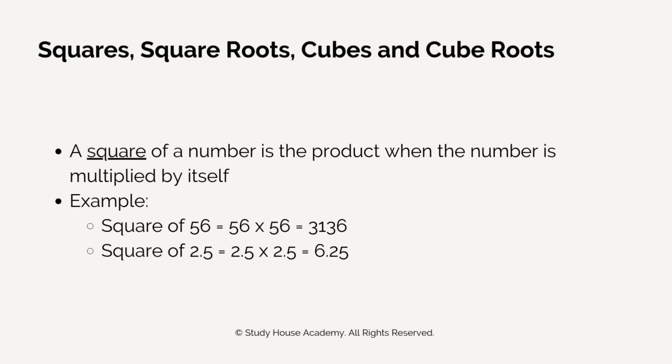Squares, square roots, cubes, and cube roots. A square of a number is the product when the number is multiplied by itself. For example, the square of 56 is equal to 56 times 56, which is equal to 3136. The square of 2.5 is equal to 2.5 times 2.5, which is equal to 6.25.